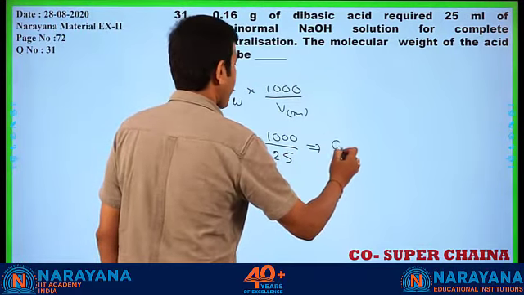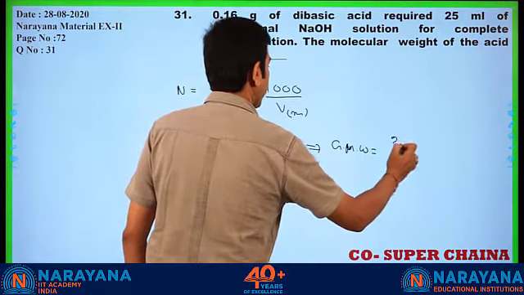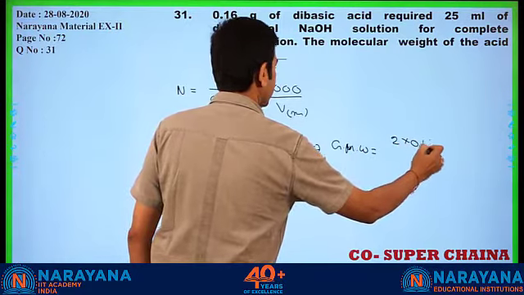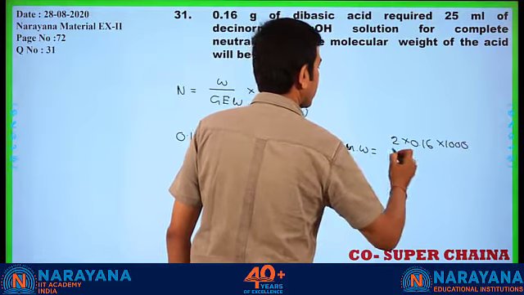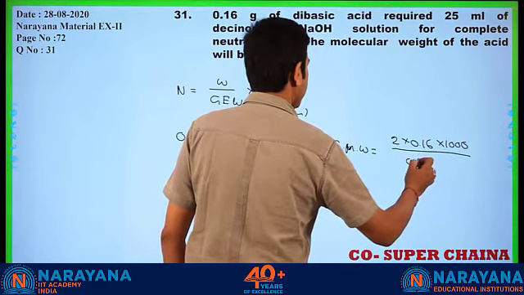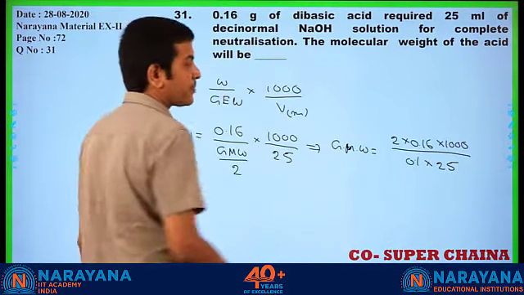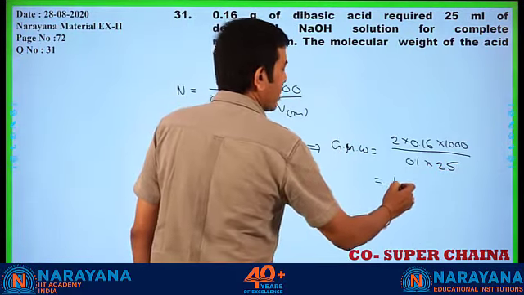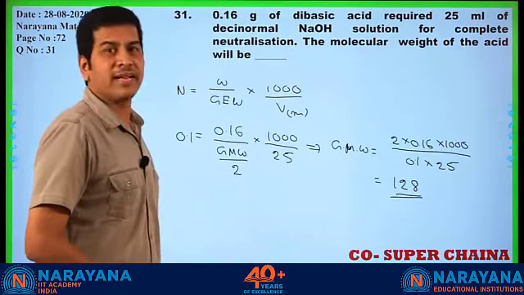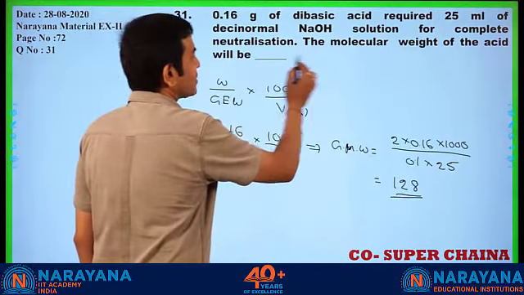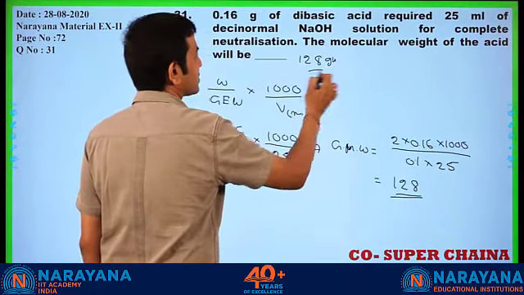He is asking about molecular weight. That implies gram molecular weight is equal to 2 into 0.16 into 1000 divided by 0.1 into 25. Okay. After calculation, its value is 128. This is an integer type question. That's why 128 grams is the correct answer.